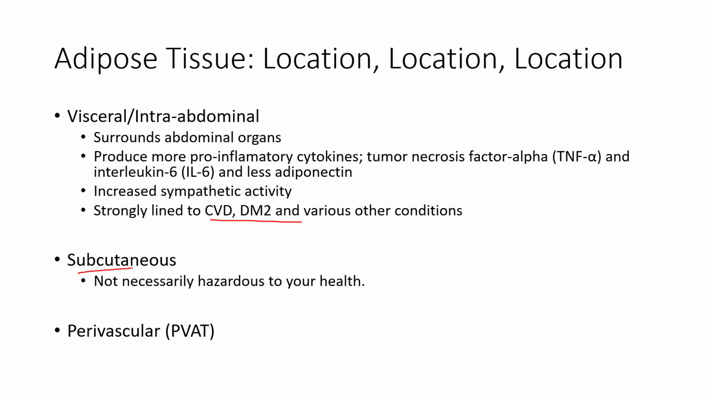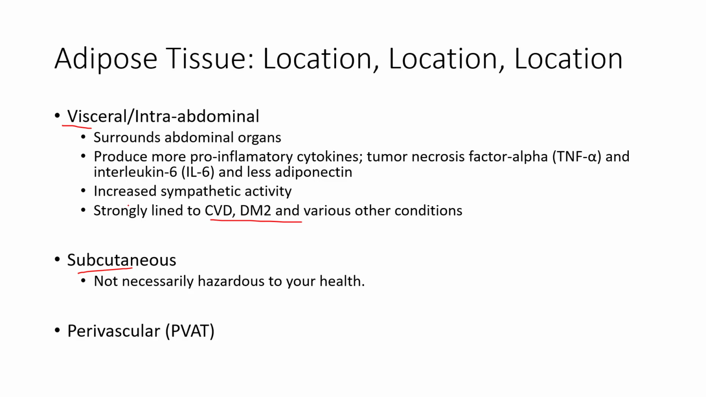Now, subcutaneous adipose tissue, the stuff that's just underneath your skin, is not necessarily hazardous to your health. And we think where you distribute fat may matter. But again, subcutaneous versus visceral is a little bit different. So when we're thinking of obesity, the type matters, brown versus white adipose tissue, and where it's located. Subcutaneous is not as much of a concern, especially if it's located more in the gluteal-femoral region.